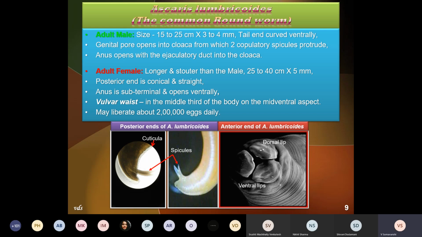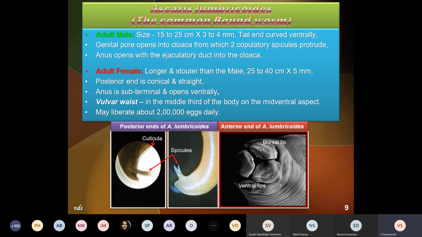Whereas the female is longer and stouter than the male, 25 to 40 centimeters by 5 millimeter in size. Posterior end is conical and straight. The anus is subterminal and opens ventrally. And the vulvar waist is in the middle third of the body on the mid-ventral aspect. And the last important character of the female: it may liberate up to 2 lakh eggs daily.